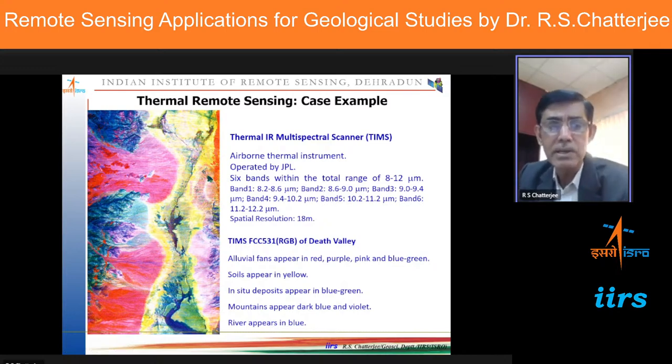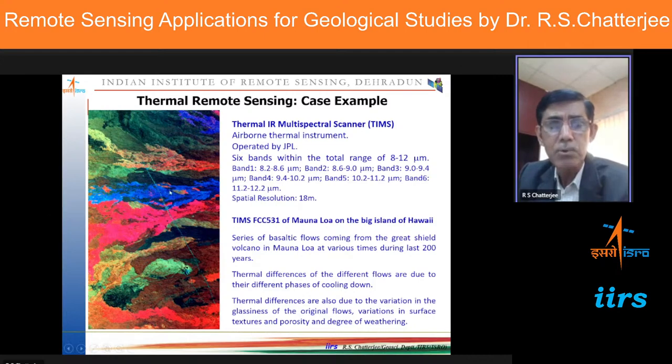Now, if you see in a volcanic terrain, there are different lava flows. These flows erupted at different times in the last 200 years. This is an example of the Mauna Loa volcano. In the FCC image you see, different lava flows have different colors. Why? Because they erupted at different times. They are at different stages of cooling. Some of the lava flows are hot, some of the lava flows are cold. Not only that, their glassiness may be different, their texture may be different, so their temperature is different.